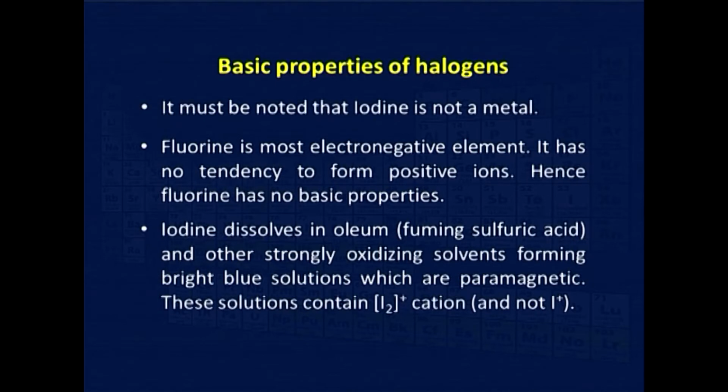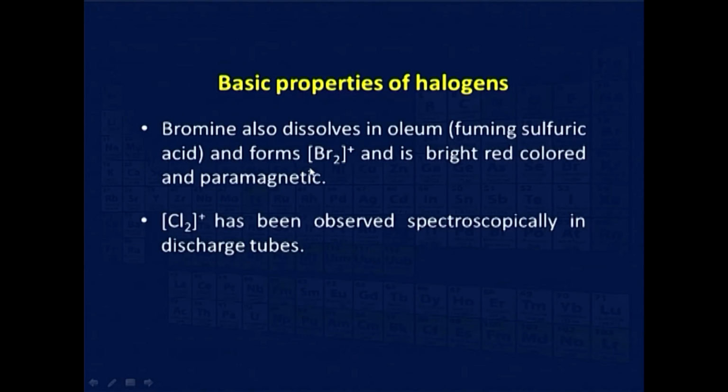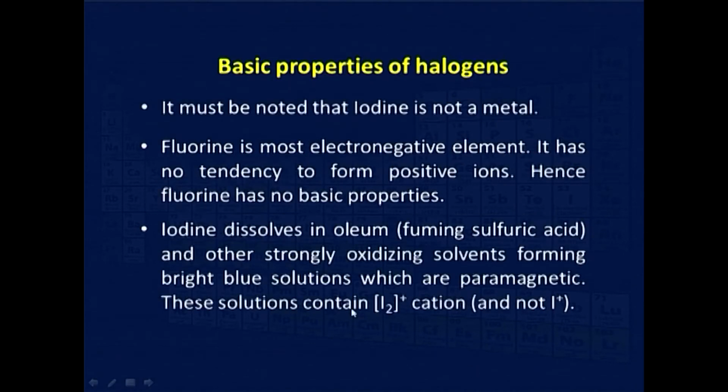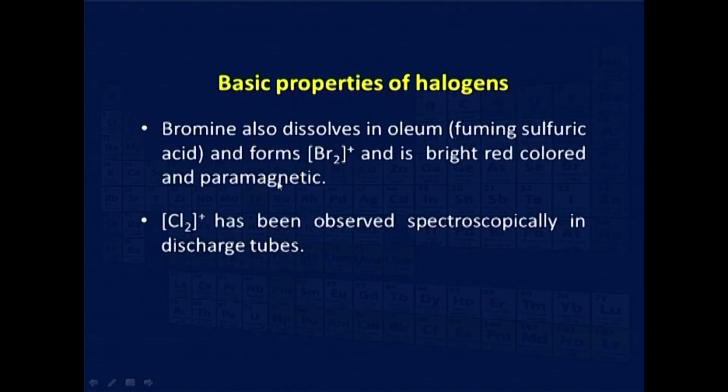a bright blue solution, and this solution is paramagnetic. These solutions contain the I2+ cation and not the iodine cation I+. Bromine also dissolves in oleum and forms the dibromine cation, which is bright red colored and paramagnetic. So, iodine gives a bright blue solution and bromine forms a bright red colored solution. Both of them are paramagnetic, and the cation of chlorine has been observed spectroscopically in discharge tubes.